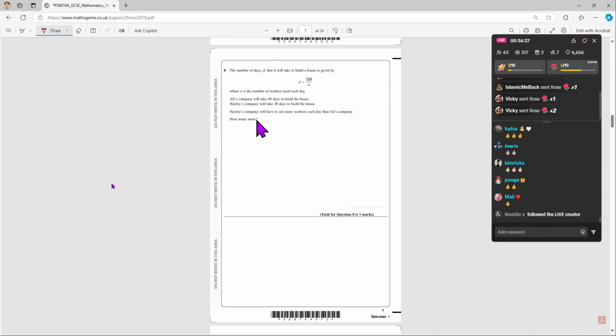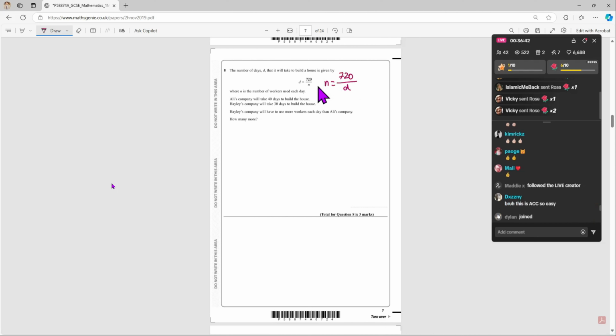So we're going to use the formula. To work out the number of workers, we have to rearrange this formula. N is going to be equal to 720 divided by the number of days. The N is the number of workers.